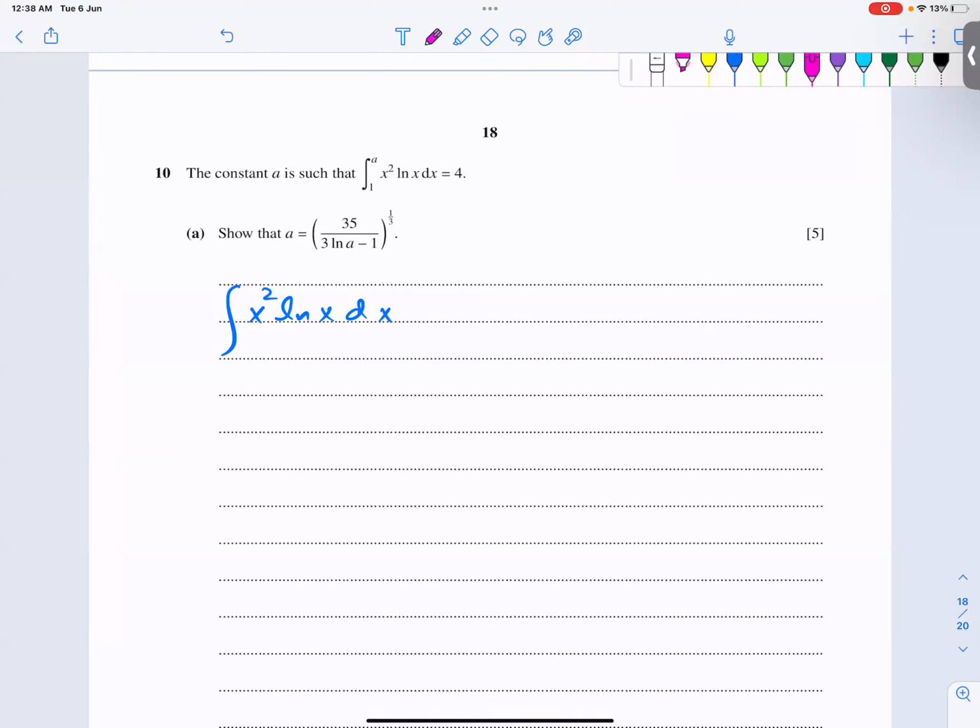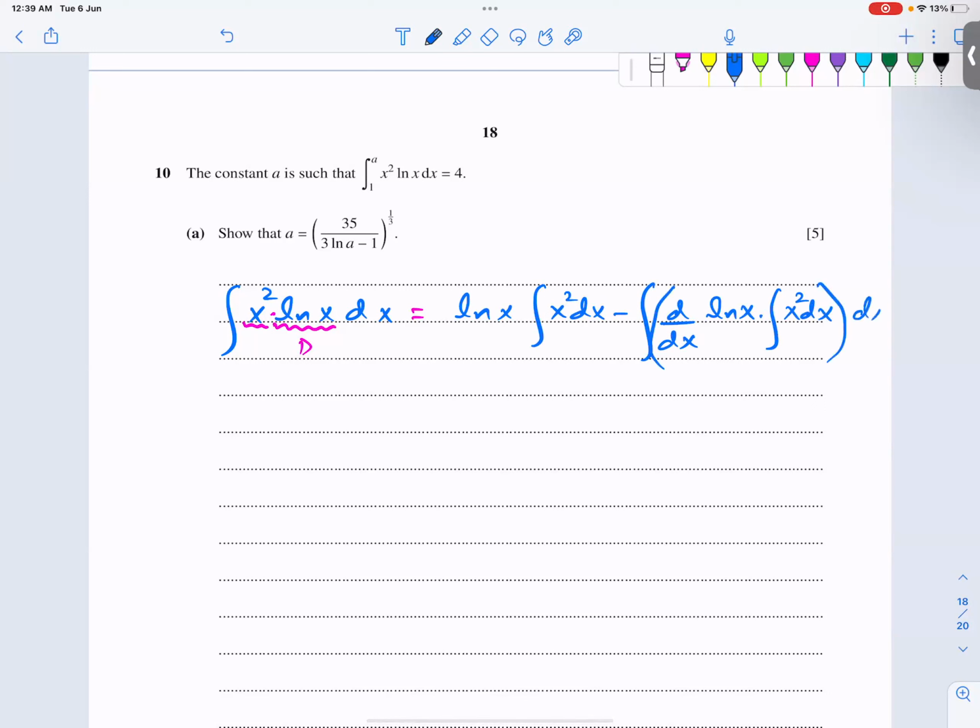Okay. Now, as I told you, whenever you see ln x, you will take it as the derivative, and the other function will be considered in the integral. So now apply by parts. You will write ln of x, then the integral of x squared dx, minus the integral of the derivative of ln of x into the integral of x squared dx, then whole bracket, then the differential.